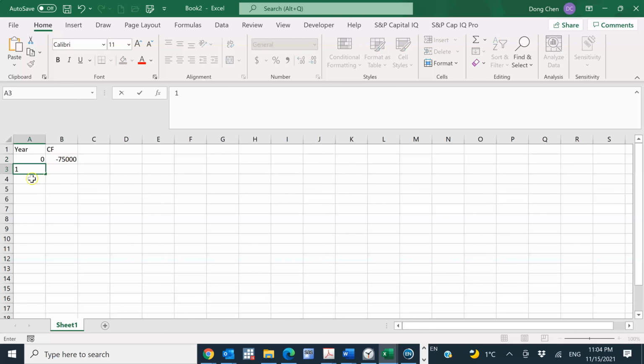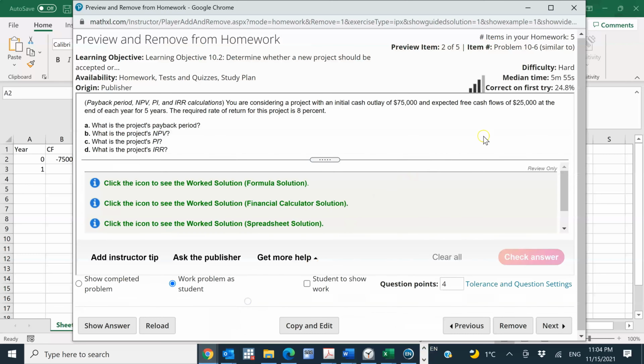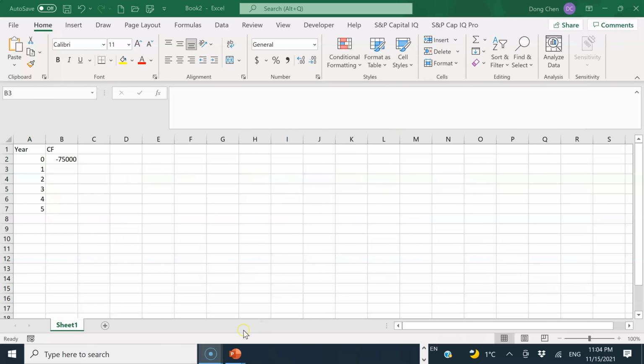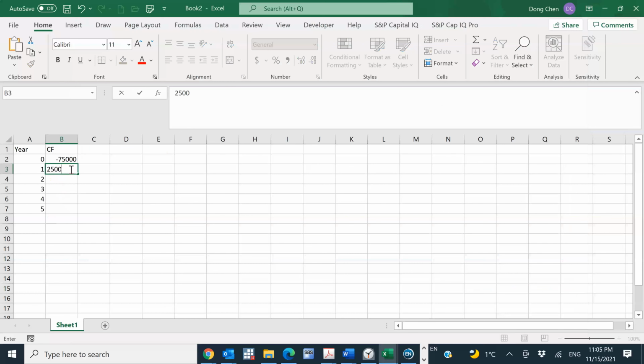Starting from year 1, you can see this continues for how many years? Just going back and looking at the setup, it's 5 years, right, this goes on for 5 years. So it's going to be up here. And the annual cash flows will be $25,000. So just put this for every year.